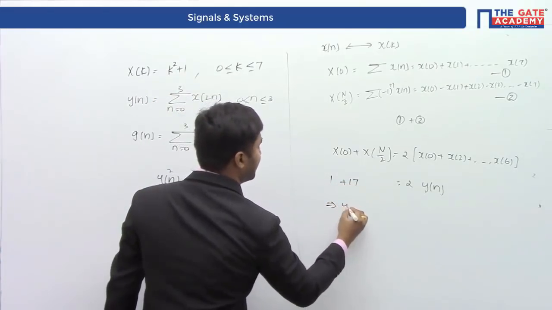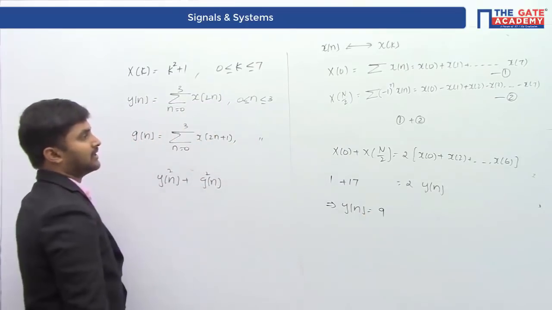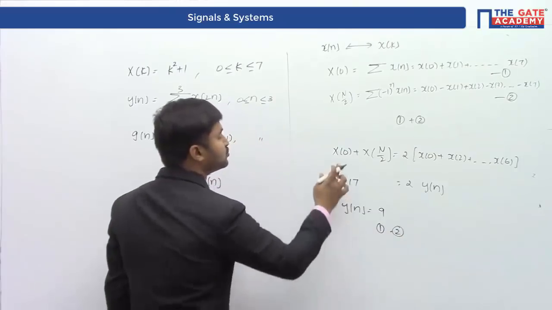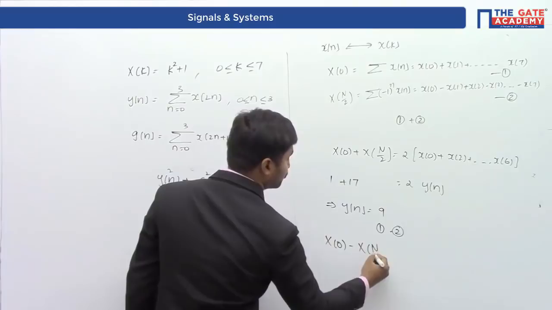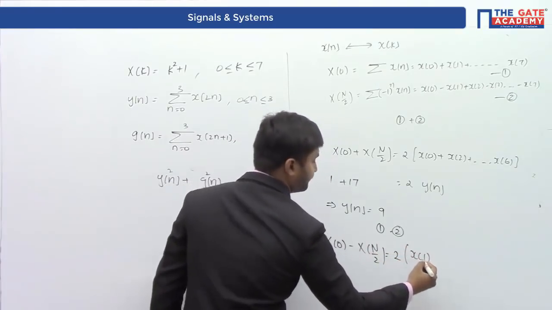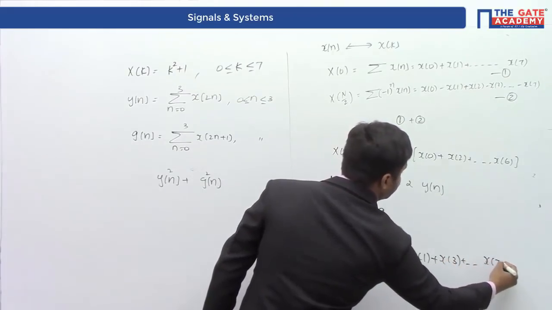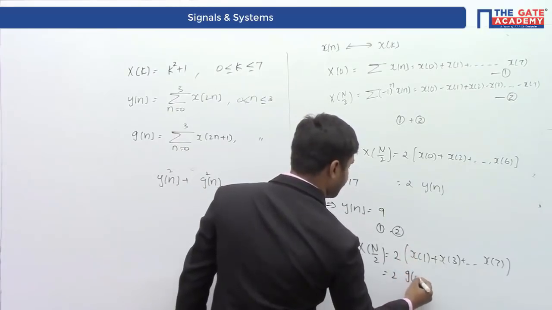Which implies that the value of y of n is going to be 9. When I do 1 minus 2, then it is x of 0 minus x of n by 2, which is going to be 2 times x of 1 plus x of 3 plus so on up to x of 7, which is nothing but 2 times g of n.